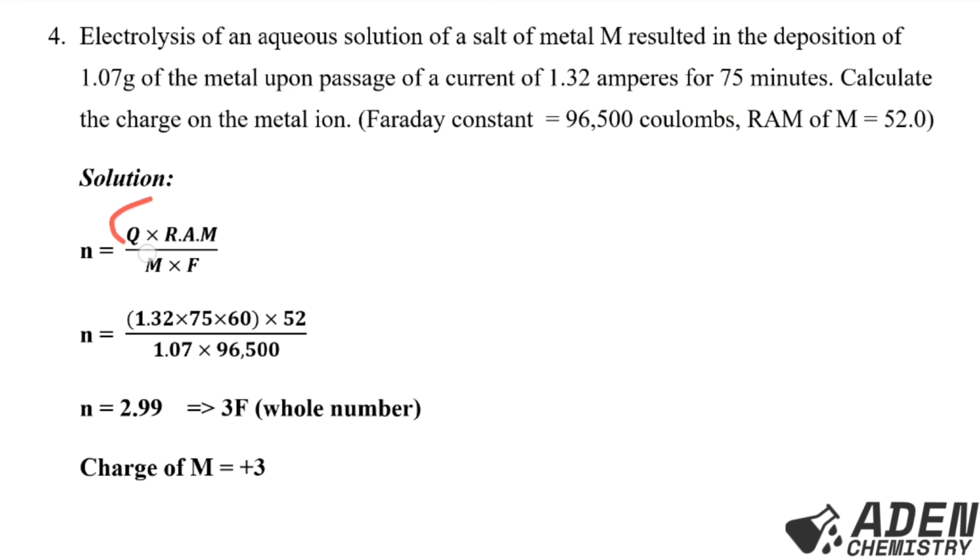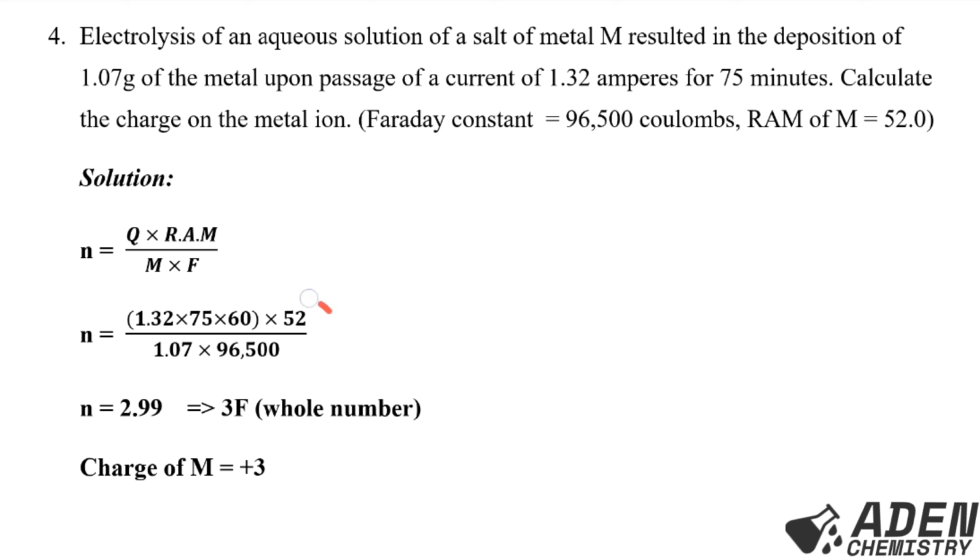So we got solutions, and the number of Faradays will be equal to Q multiplied by Rm divided by M times F. So this will be equal to Q, the quantity of electricity passed, and we are going to use the formula IT, where I is current in amperes, that's 1.32 multiplied by time, that's 75 minutes, but time must be in seconds. We have to multiply by 60 to convert it to seconds.